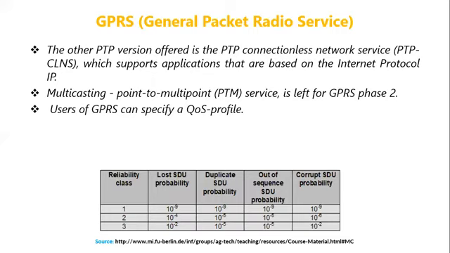Again, it depends on applications. If you are running a highly reliable application, then it should use reliability class 1. If the application can tolerate some errors, then it can use reliability class 3. If the application can tolerate some amount of errors, not all errors, then it can use reliability class 2. So there are different reliability classes which we have discussed.